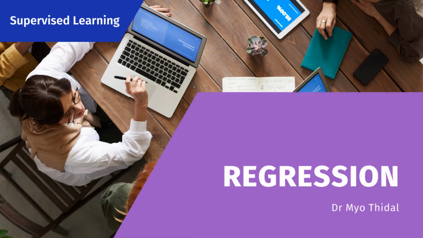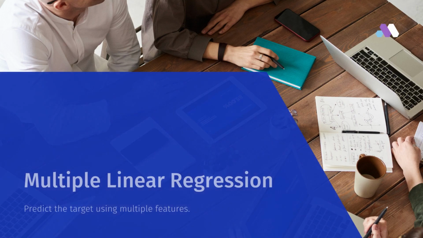Today, in the previous lesson, we talked about regression, especially simple linear regression. In this video, we are going to learn about multiple linear regression. In linear regression, the target value is predicted using only one independent variable. For example, the price of a car is predicted using only the car engine size.